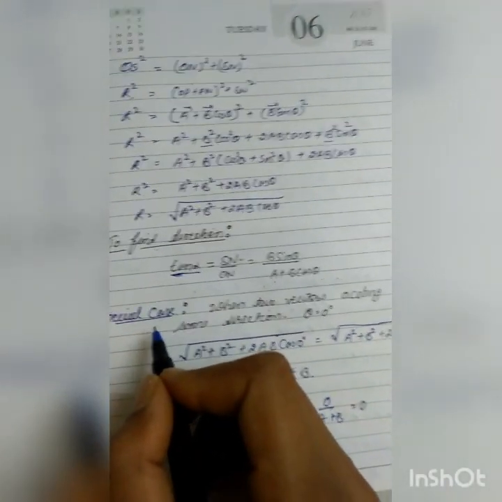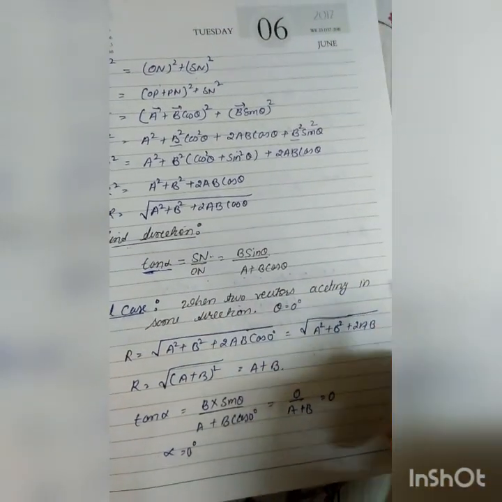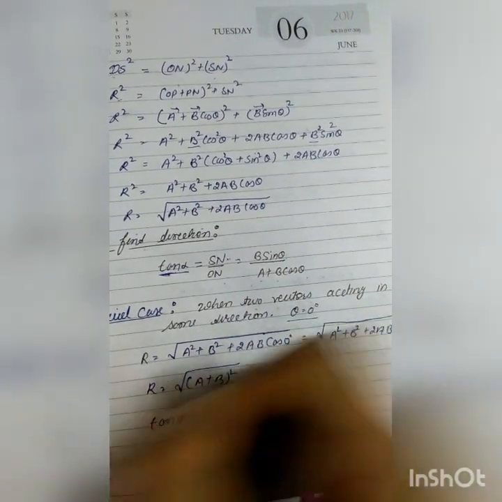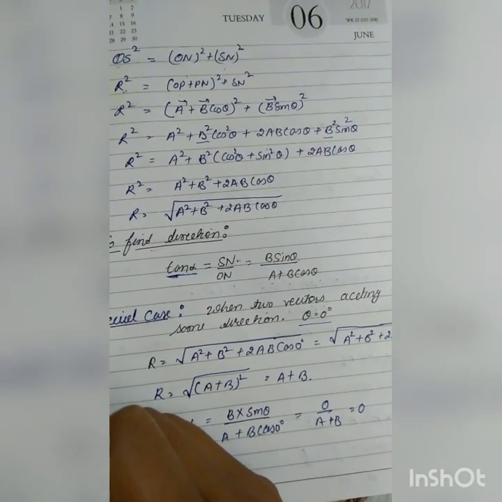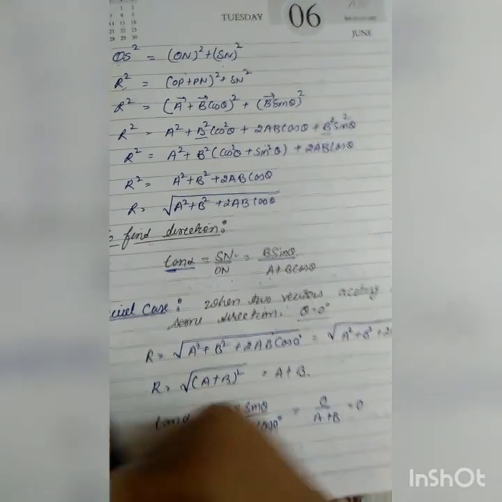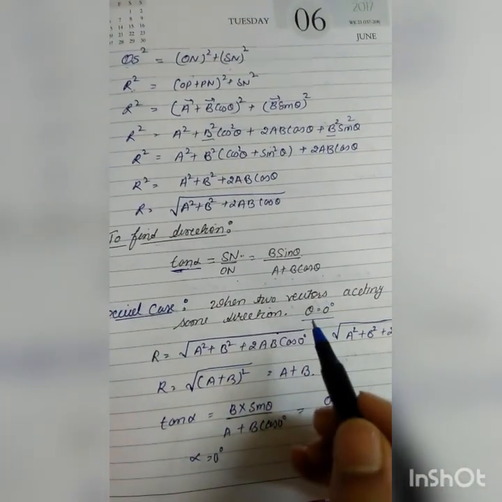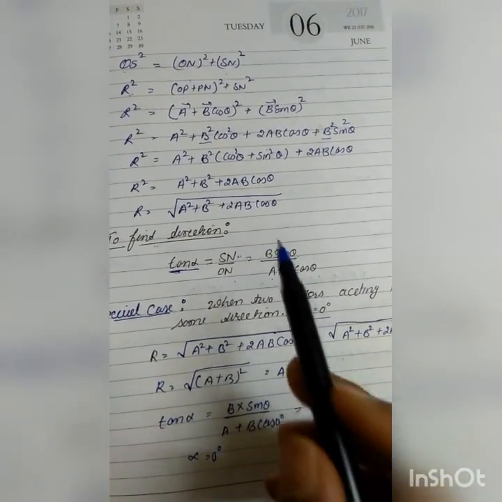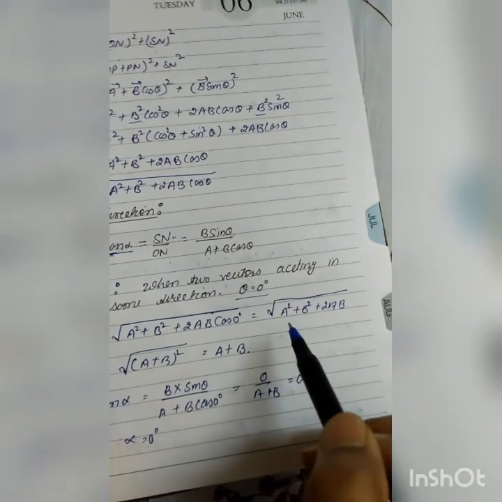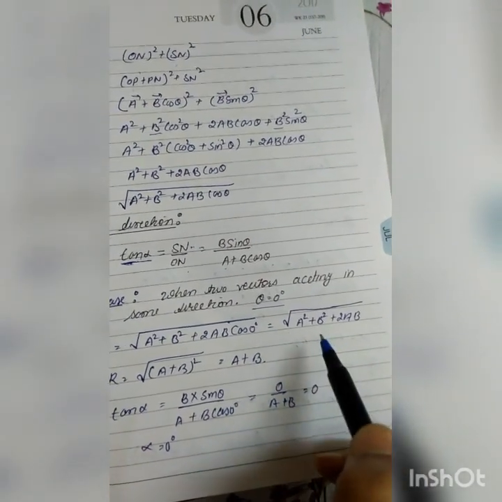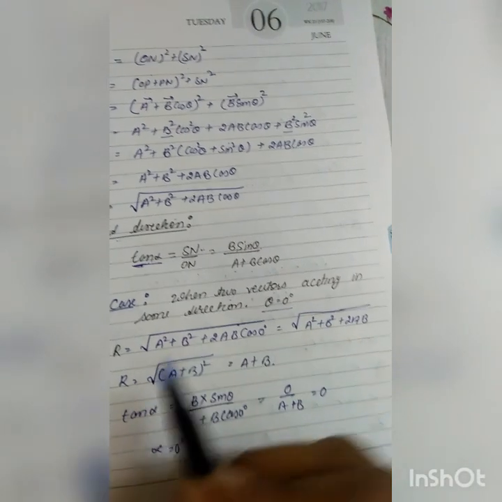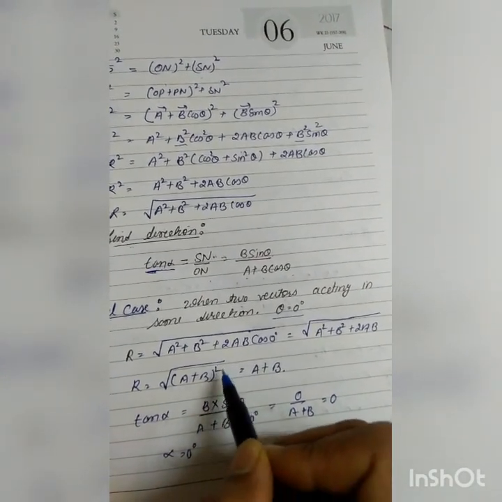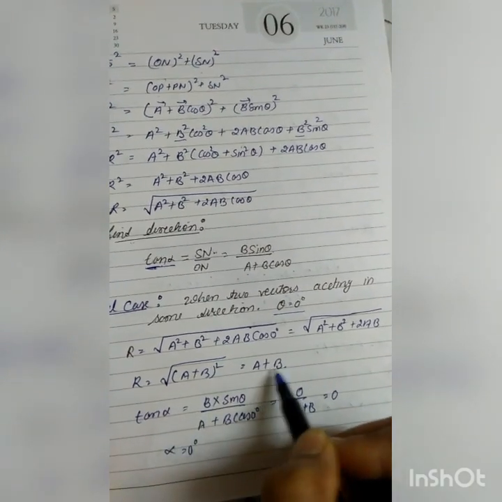Now some special cases. When two vectors act in the same direction, the angle is 0 degree. If the two vectors are collinear or the angle between them is 0 degree, R square is equal to A square plus B square plus 2AB cos 0. Cos 0 is 1, so we get A square plus B square plus 2AB. This is the identity A plus B whole square, and the square and under root cancel out, so R is equal to A plus B.